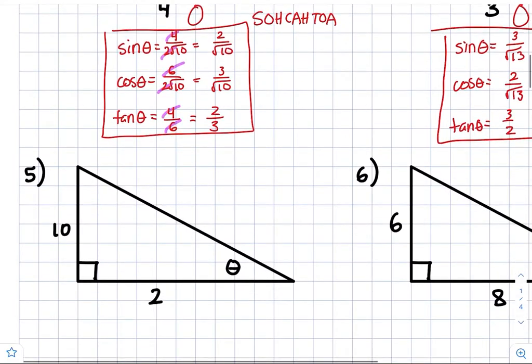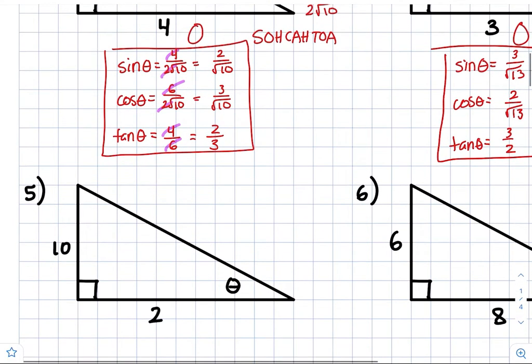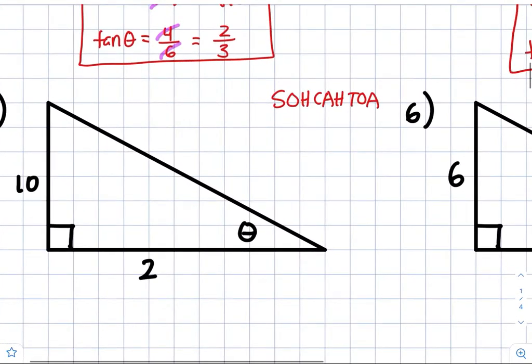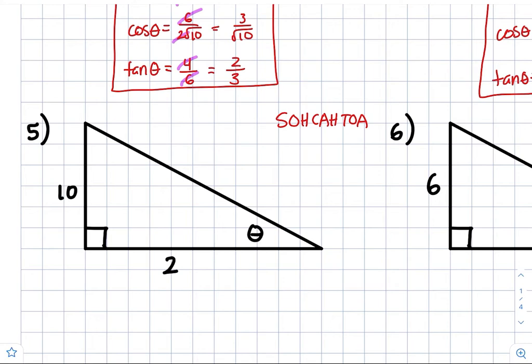Okay, now we're looking at number 5, and let me drag down my good old SOHCAHTOA so we have a reference. Okay, we need to find this third side. So, 10 squared plus 2 squared equals x squared. 100 plus 4 is equal to x squared. 104 equals x squared. Square root both sides. So x is equal to square root of 104.